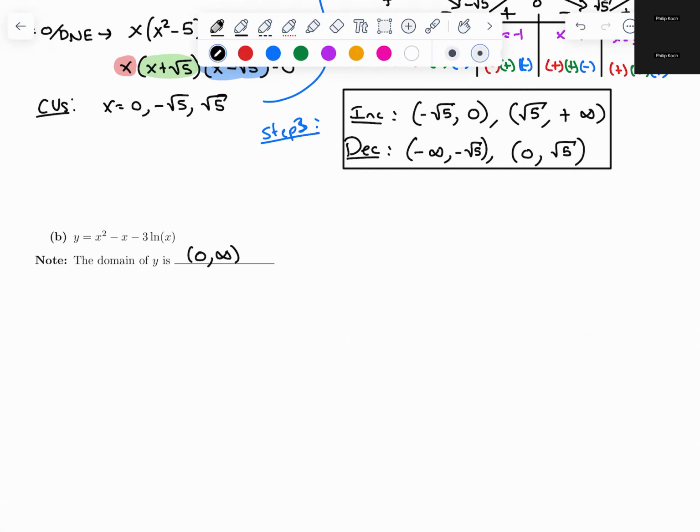If we take the derivative, which we can write dy/dx, why not? That's going to be 2x minus 1 minus 3 over x.